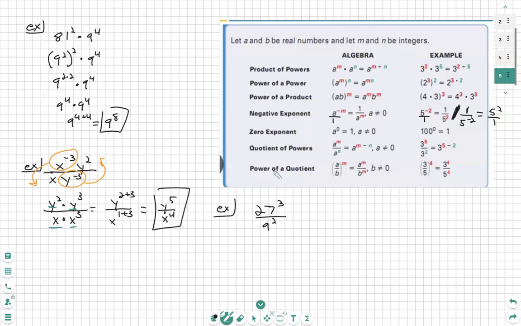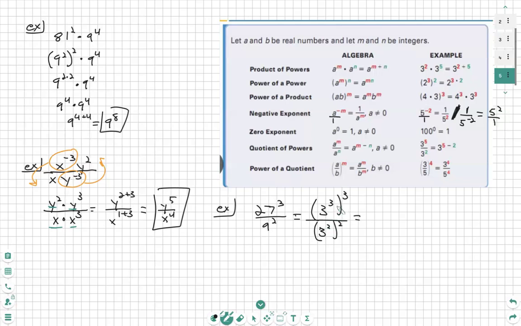Last example, we see we have 27 cubed over 9 squared. We have to change the base. I know that 27 is 3 cubed. Make sure you leave your cubed there as originally put. 9 is 3 squared and leave your squared there as originally put. Then you can just distribute those exponents.